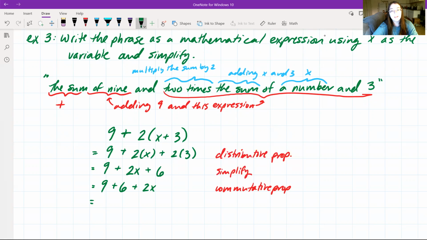So now combining our like terms, we can go ahead and add our 9 and 6, which gives us 15 plus 2x. And since 2x and 15 are unlike terms, that is as simplified as we can get. So our final step there was simplify, but then this was our final answer.